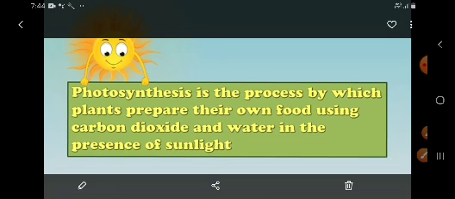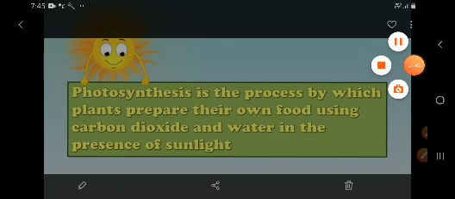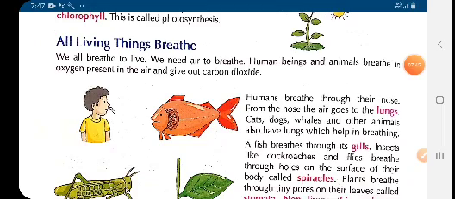Now children, photosynthesis is the process by which plants prepare their own food using carbon dioxide and water in the presence of sunlight. Chlorophyll helps in trapping sunlight. Chlorophyll is the one because of which the plant looks green. So children, this was the process of plants preparing their food.